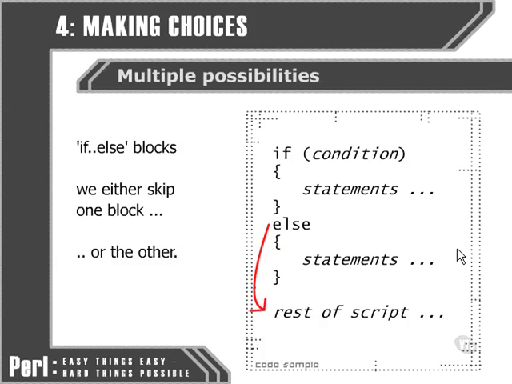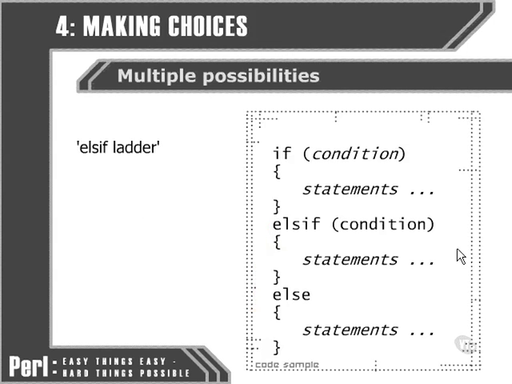We can get a little more in depth with our if and else blocks if we use another keyword, which is the elsif. The elsif allows us to chain conditions one after another in what's known as an elsif ladder. This may look a little more complicated, but it's actually just an extension of the same idea.